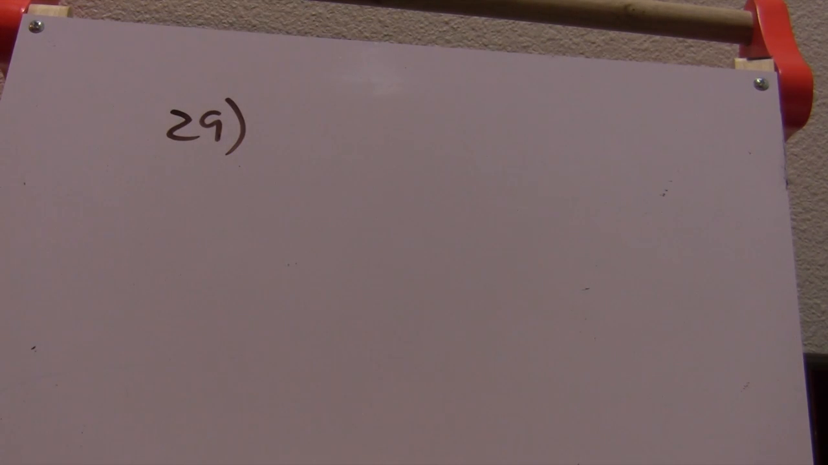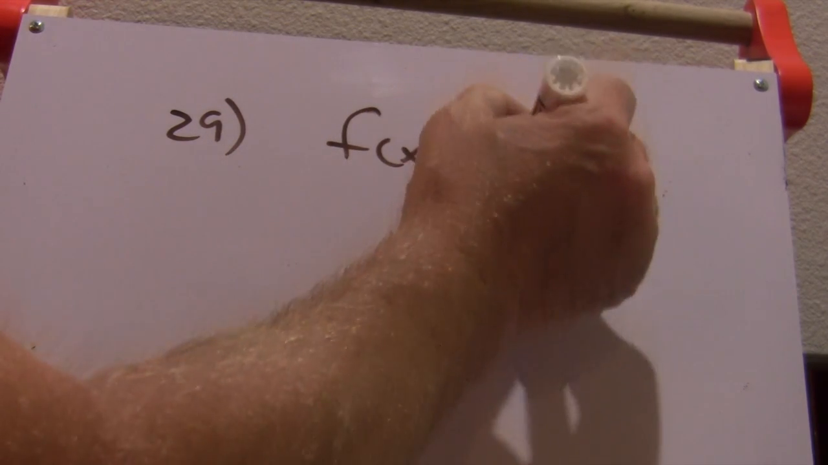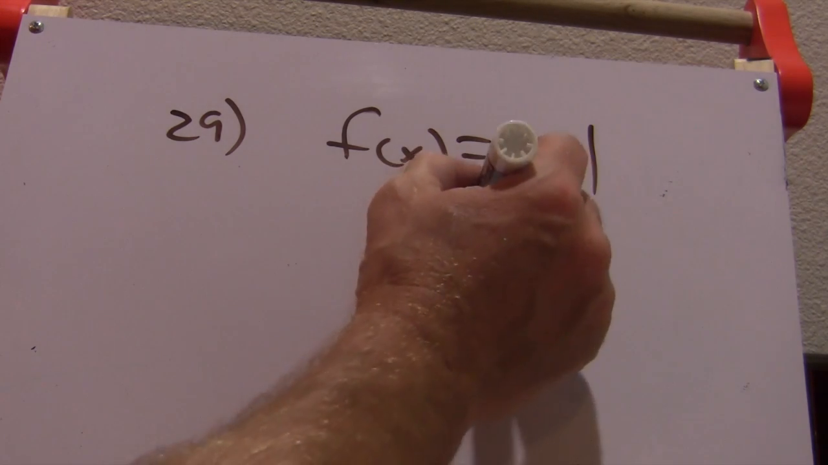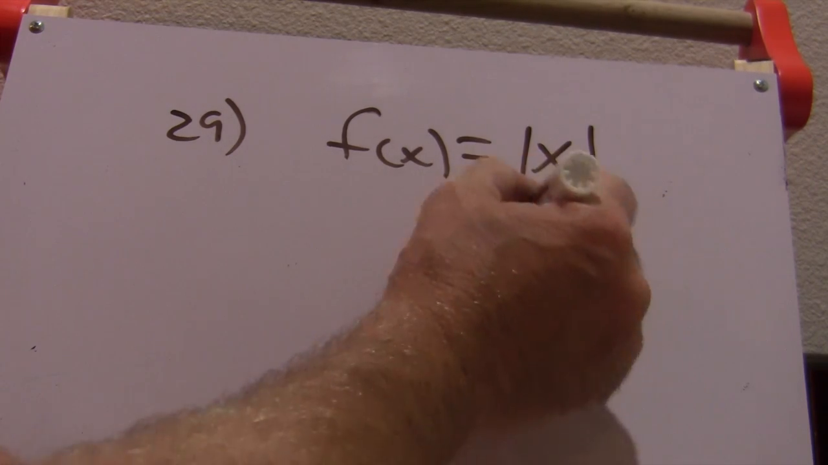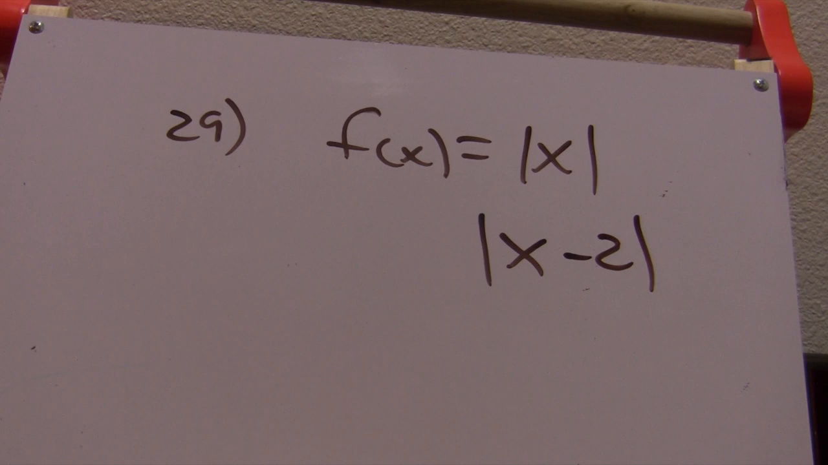So 29 says write a function g whose graph represents a translation 2 units to the right followed by a horizontal stretch by a factor of 2. And our original function is f of x equals the absolute value of x. So again, we take it one at a time. It says graph represents a translation 2 units to the right. So to the right is horizontal, so it affects just the x. Right would be a plus 2. We do the opposite. So the absolute value of x minus 2.